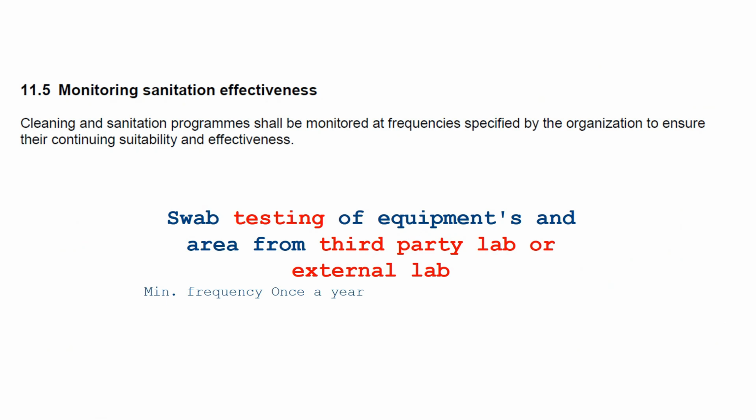It can be internal or external, but for validation you need to have external reports with a minimum frequency of 1 year. And internally you can define, like, we will do the swab after every CIP, which is mandatory. In case of CIP it is mandatory, but for normal cleaning you can define quarterly. And if your product is very perishable, then I would suggest after every batch.